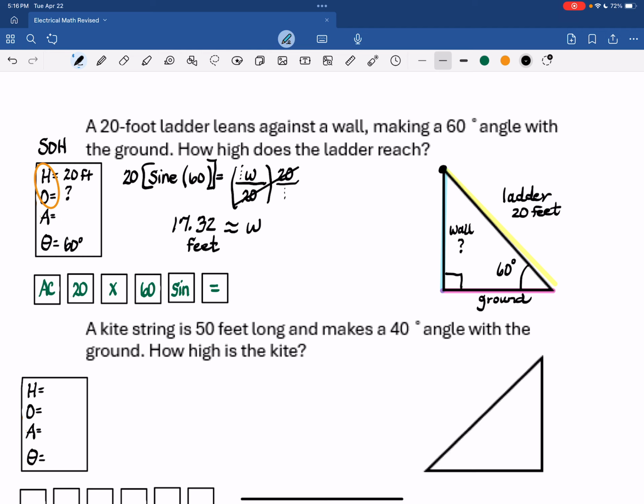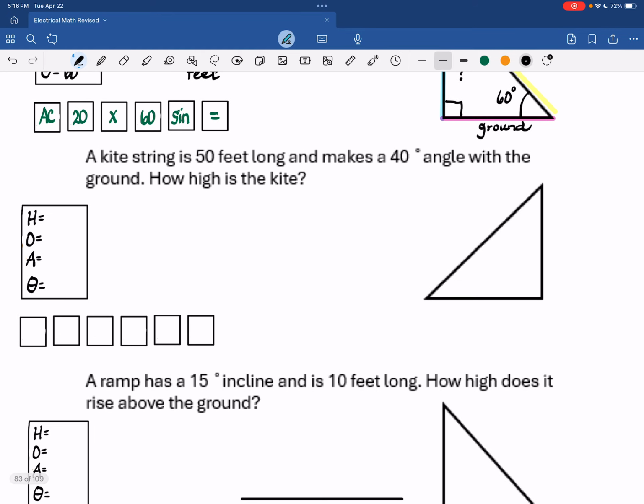If it were 1,732 feet, that would not make sense, that I would be climbing a ladder, especially a 20-foot ladder, to reach that height. So always ask yourself if it makes sense.